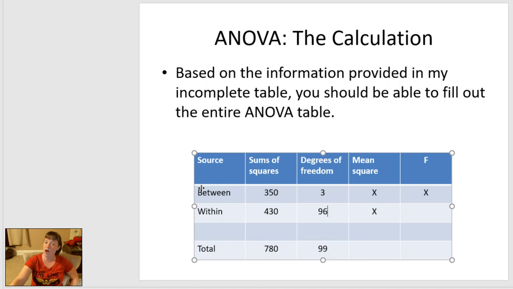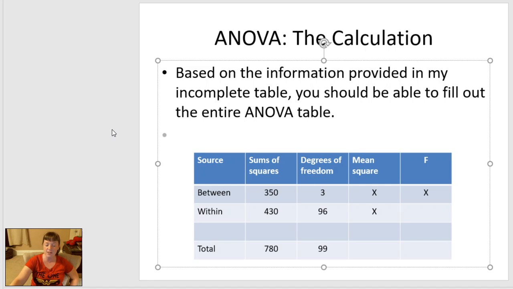I can also figure out other information from looking at this source table. Because I know degrees of freedom is G minus 1, I know that there must have been 4 groups, because degrees of freedom between is 3. G minus 1 is 3. There must have been 4 groups, because 4 minus 1 is 3.